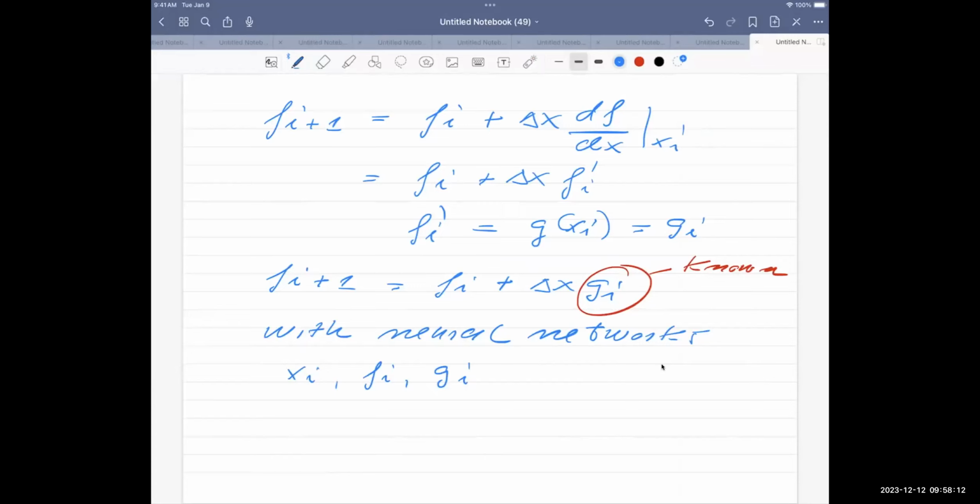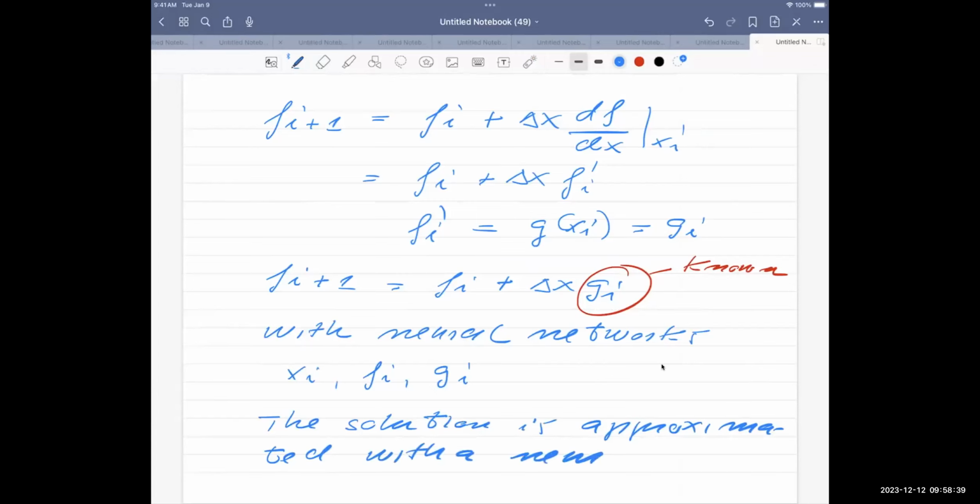Now, in our case, we are going to approximate the function which we are going to integrate with a neural network. So the solution is approximated with a neural network. What does that actually mean?